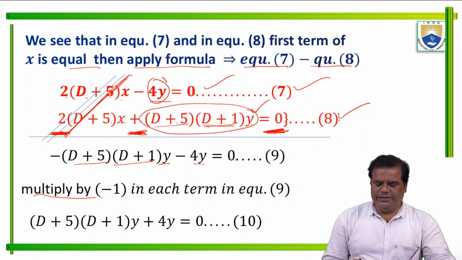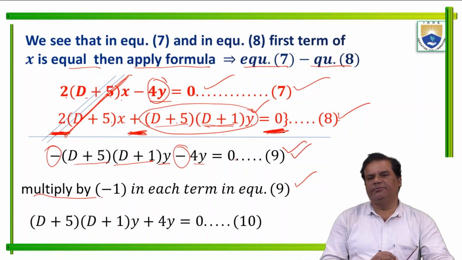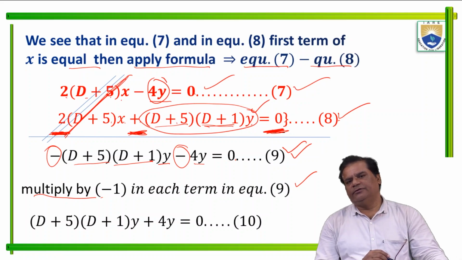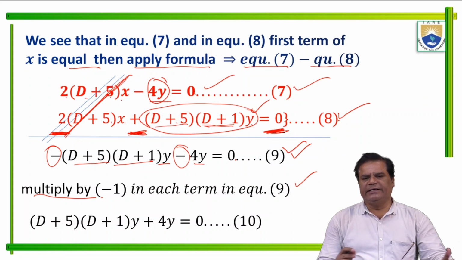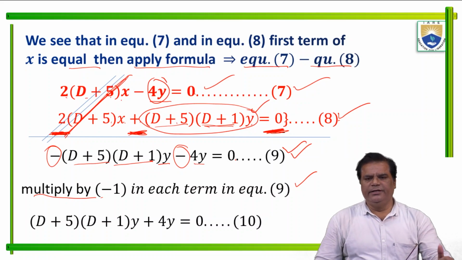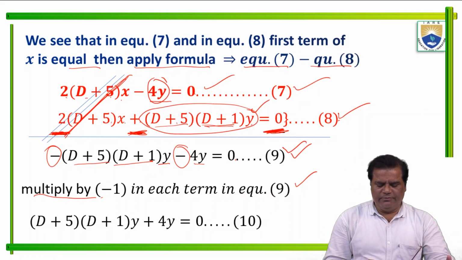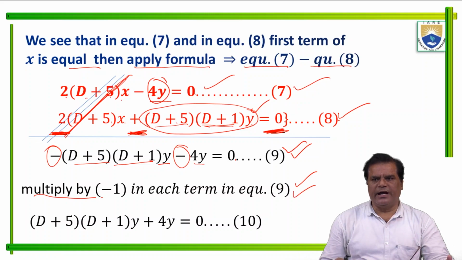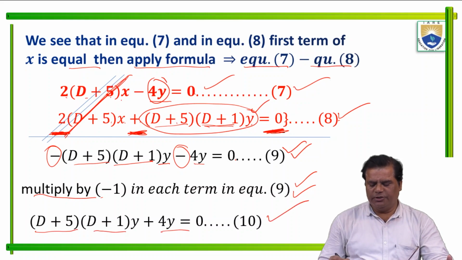Multiply by minus 1 in each term of equation 9. This term has a minus sign and this term has a minus sign, so we make these minus signs positive by multiplying by minus 1 in each term. So we get (D+5)(D+1)y plus 4y equal to 0. This is equation 10.